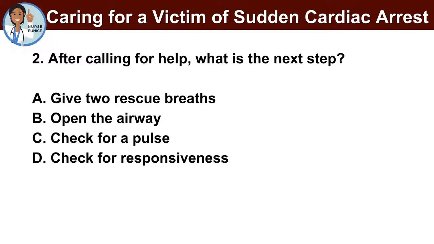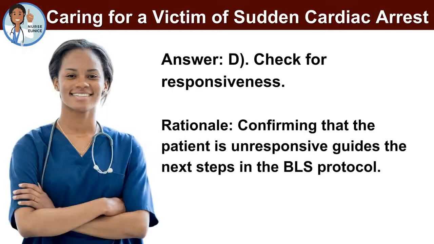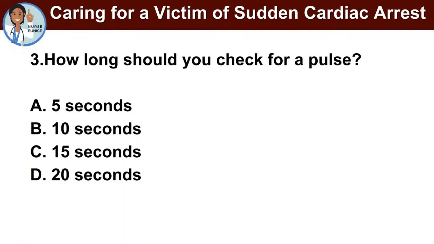I see some C's. I see a lot of C's. And for this one, I know you want it to be C because we know the case is about cardiac arrest, but it's supposed to be D. Confirming that the patient is unresponsive guides the steps for the BLS protocol. But yes, after checking for responsiveness, you would definitely feel for a pulse. But how long do you feel for a pulse? Is it 5 seconds, 10 seconds, 15 seconds, or 20 seconds?